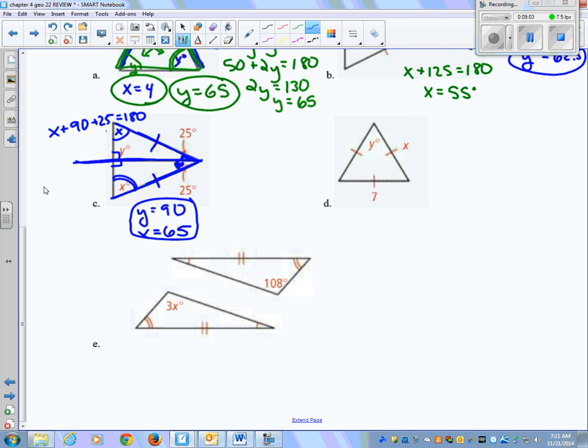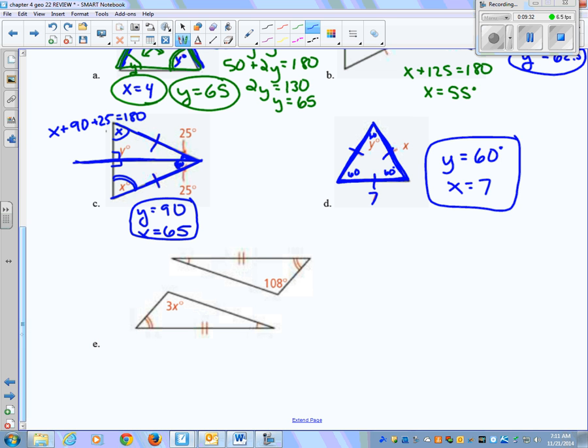Part D, equilateral triangle. This is an equilateral triangle. All the sides are equal. We learned that in an equilateral triangle, every angle is 60 degrees automatically every time. Equilateral triangles, every angle is 60 degrees. So y is easy, 60 degrees. If all the sides are the same length and this side is 7, x is 7. This problem should take you about 3 seconds to do.